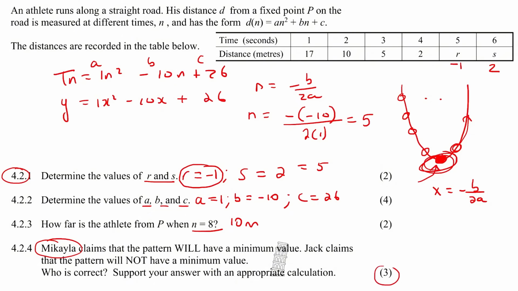So how would you do this in an exam? Well, you would explain to them that this over here has the shape of a parabola. And because the a value is bigger than 0, it'll cause the parabola to have a minimum. And then you could also do this calculation and show that the minimum value is minus 1.